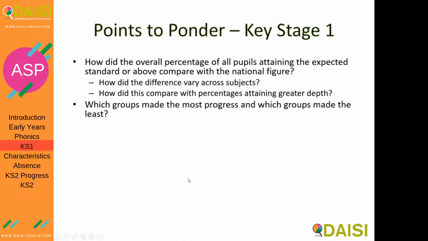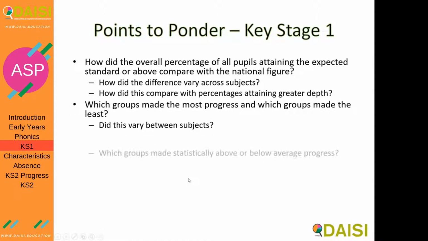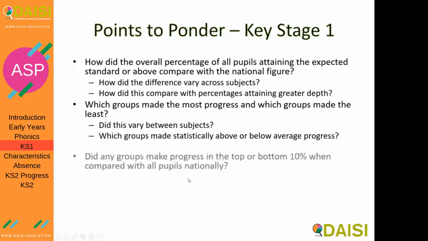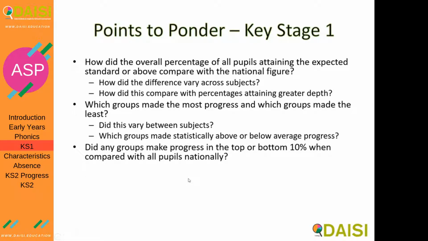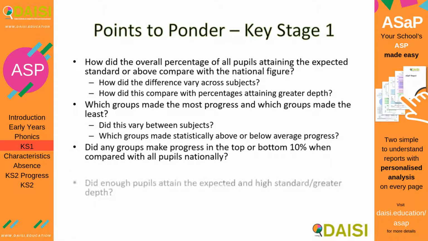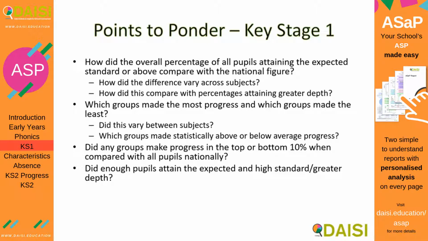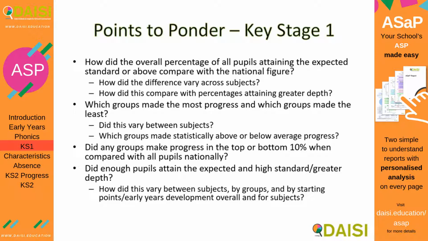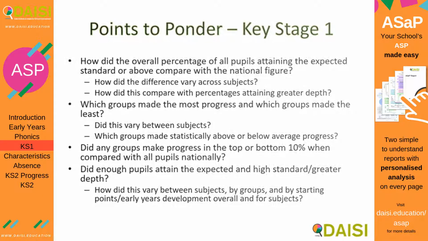What groups made the most progress and which made the least? And again, was there a variance between subjects? Were you in the top or bottom 10 or 20% compared to all pupils nationally? How did you do compared to the national average at the expected and the greater depth? How did this vary between subjects and groups? Now, it used to be that Ofsted were also looking at early years development overall, so your emerging, expected, exceeding. However, there seems to be a de-emphasis of this.